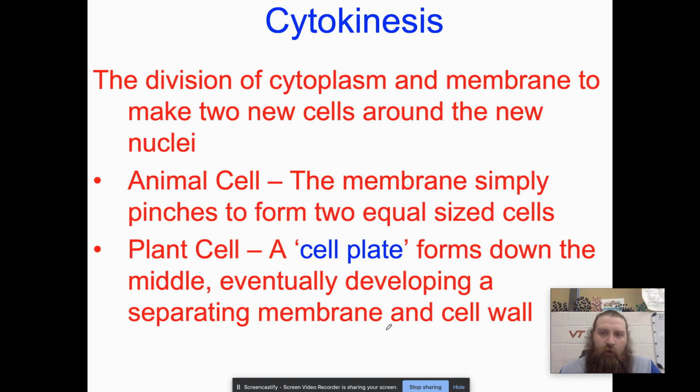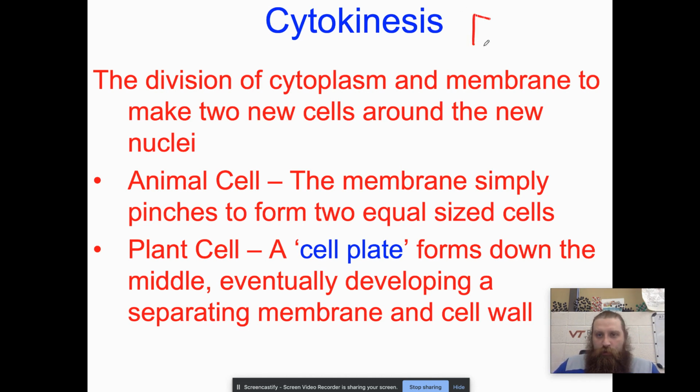Now, during cytokinesis, we have a distinguishing difference between animal and plant cells. In animal cells, the membrane just pinches off. It's just done. It just pulls apart. In a plant cell, you get a cell plate, which eventually becomes the cell wall.